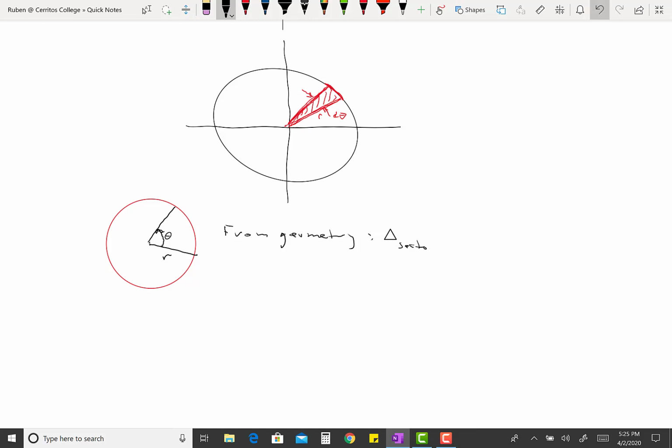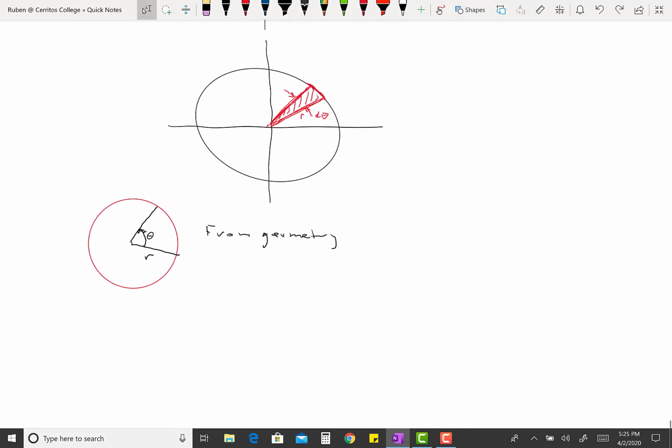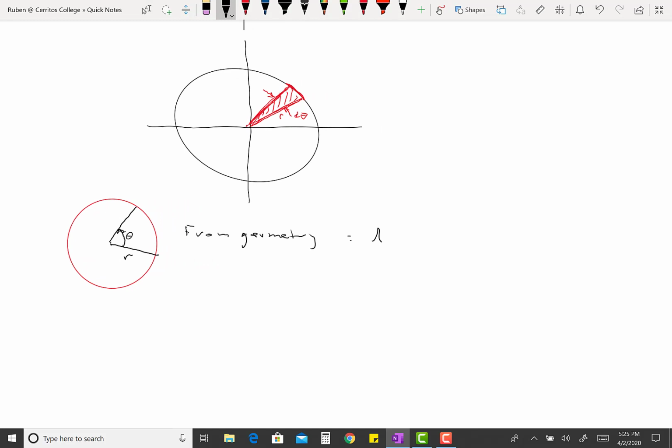Okay, from geometry, the area of a sector of a circle is given by area equals 1/2 r squared d theta. You don't have to remember, we don't have to worry about deriving that, but we do need to use it.